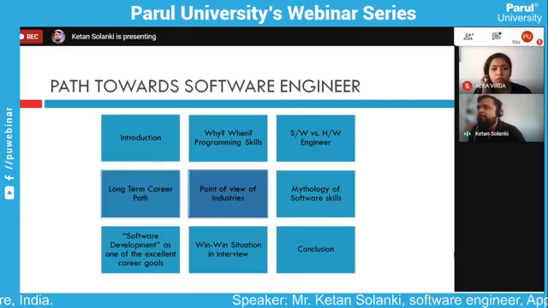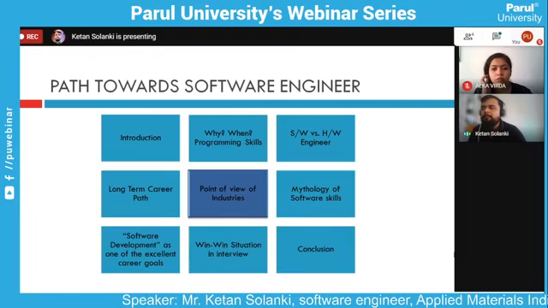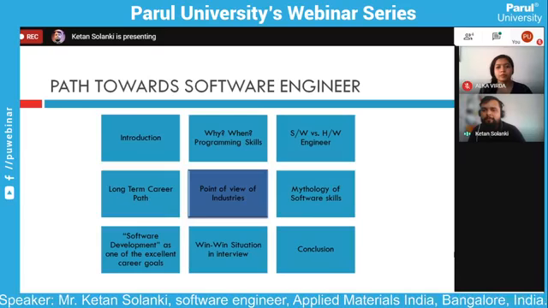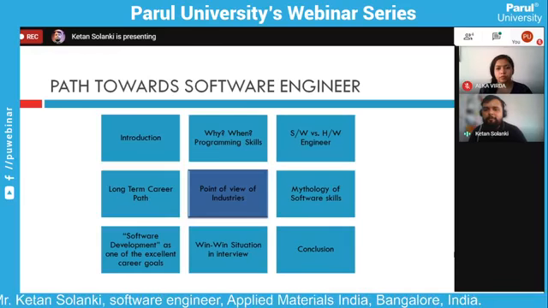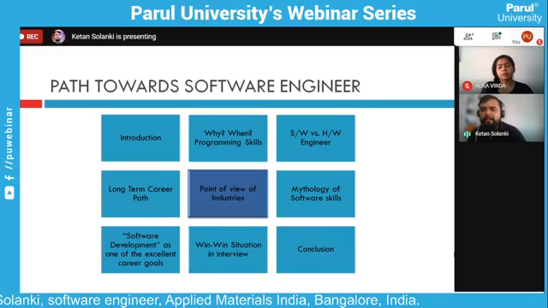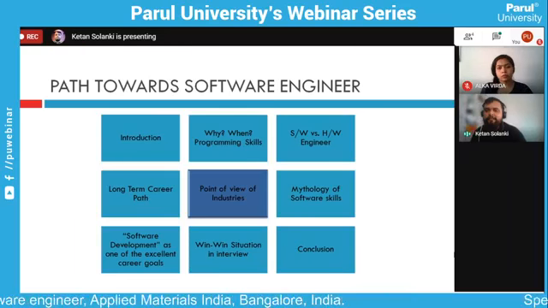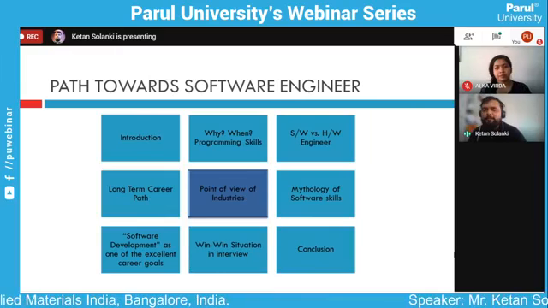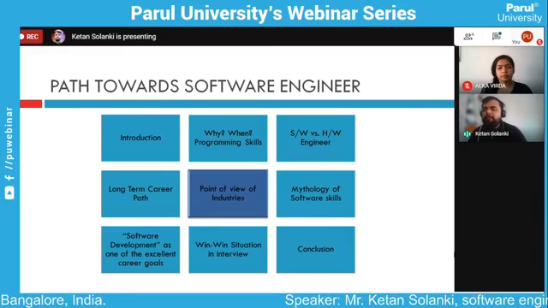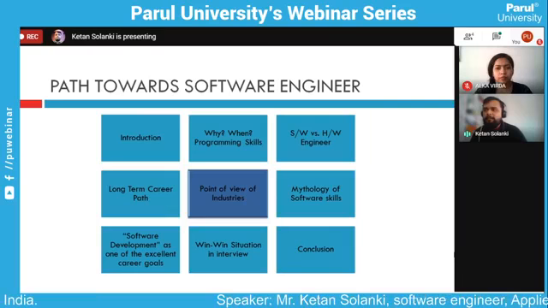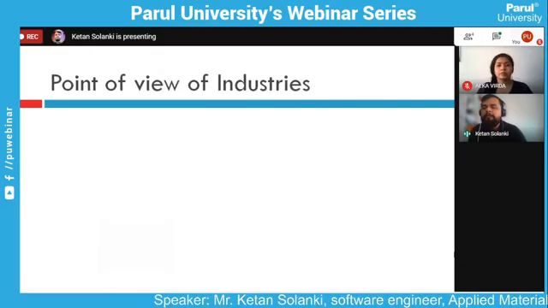Now we'll move forward with the point of view of industry. By gaining this knowledge, we should know how the industries think. When we go for an interview, we may directly get a surprise, like the industry is asking like this. We also have some beliefs about industry, and if we would like to be in an industry, this is the situation. So we'll look at how the industry is thinking.